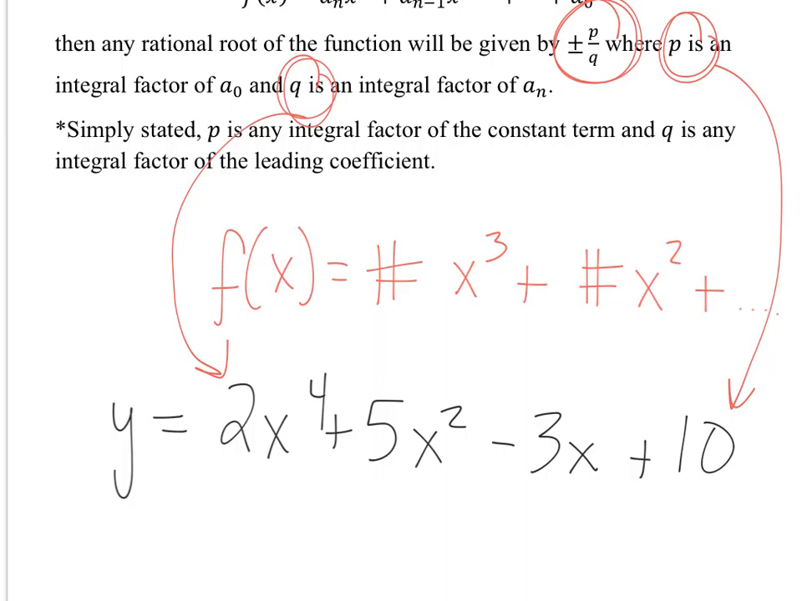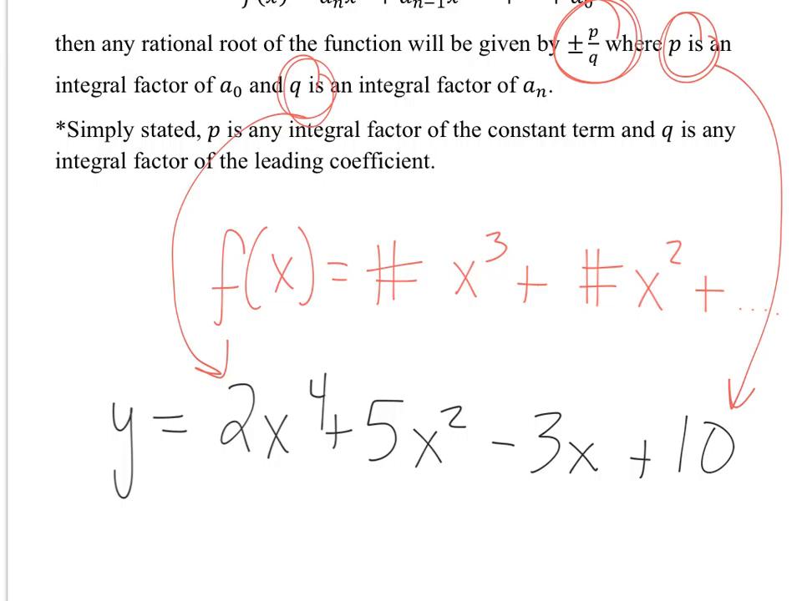That's all that's saying up top, just in another way. Your book states it this way. I want you guys to be starting to get familiar with notation. A sub n just means some coefficient. A sub n minus 1, the next coefficient, over and over. So what you're doing is you're looking at the constant over the leading coefficient. And again, you're looking at the factors of those.